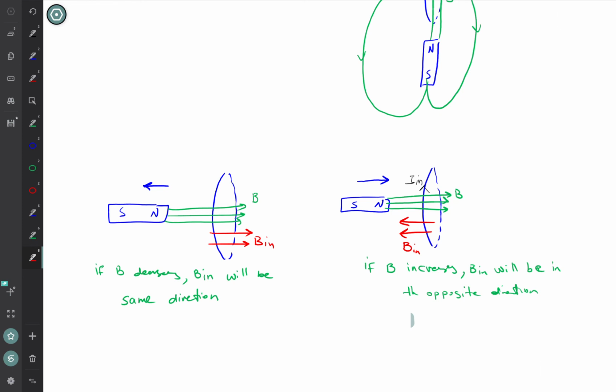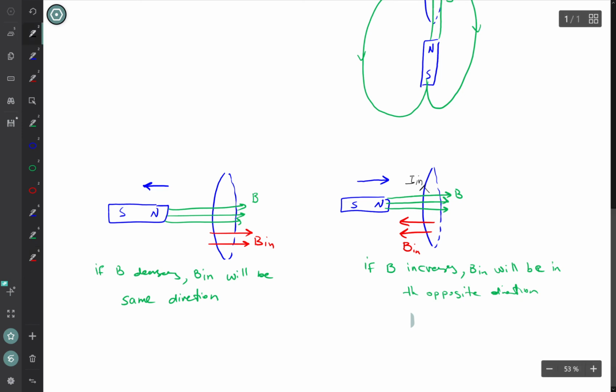Now, put your thumb along B induced and curl your forefingers. The direction of the curling should show the direction of the induced current. Therefore, if I want to show the direction of induced current in the front of the loop, you see that it's coming down. So I induced would be coming down.